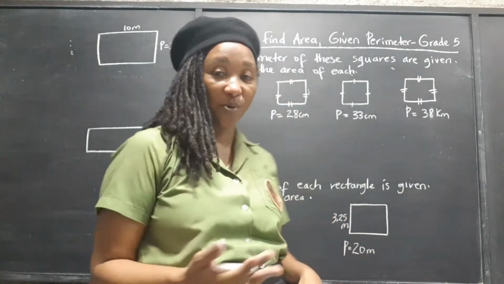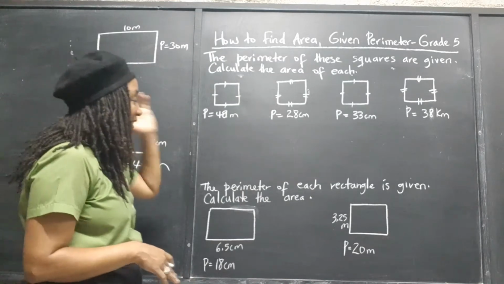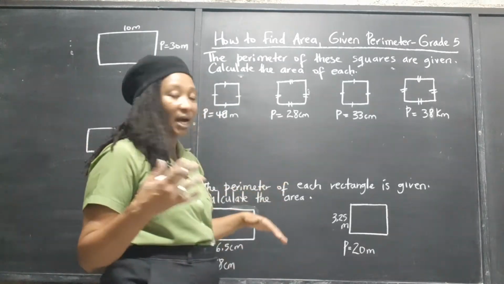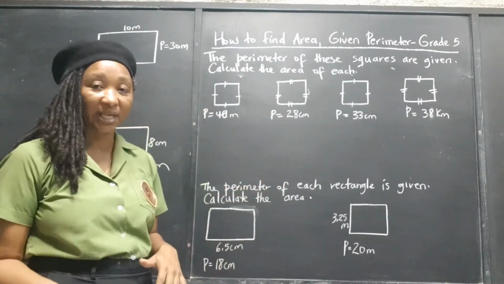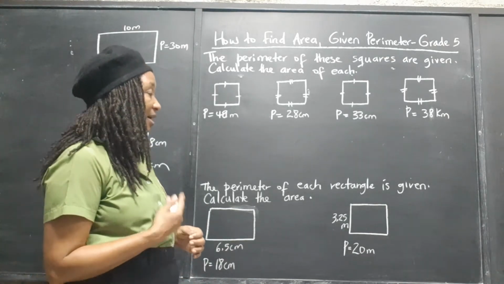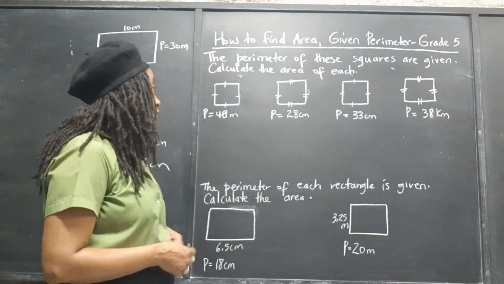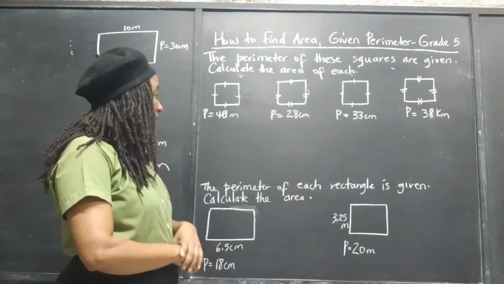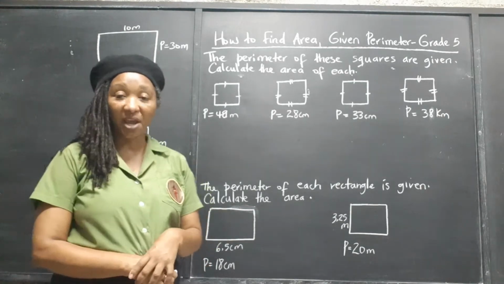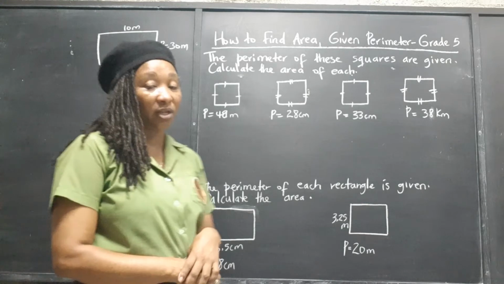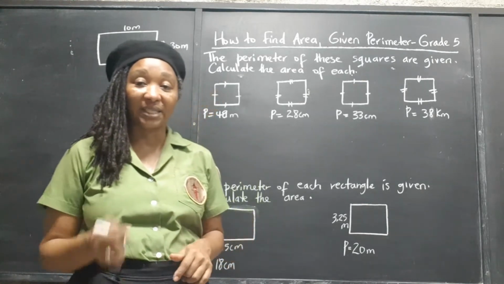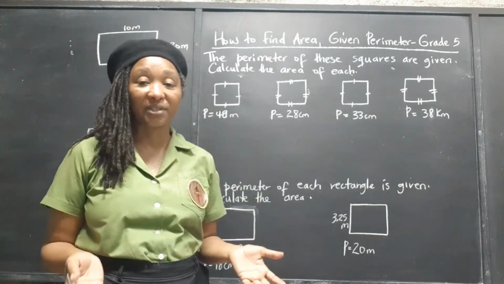Now let's go. So for the first set we're given squares. A square is a special kind of rectangle in which all the sides are equal. So we're told the perimeter of the square and we want to find the area of the square. In order to find the area, we first need to find the side. How are we going to find the side?